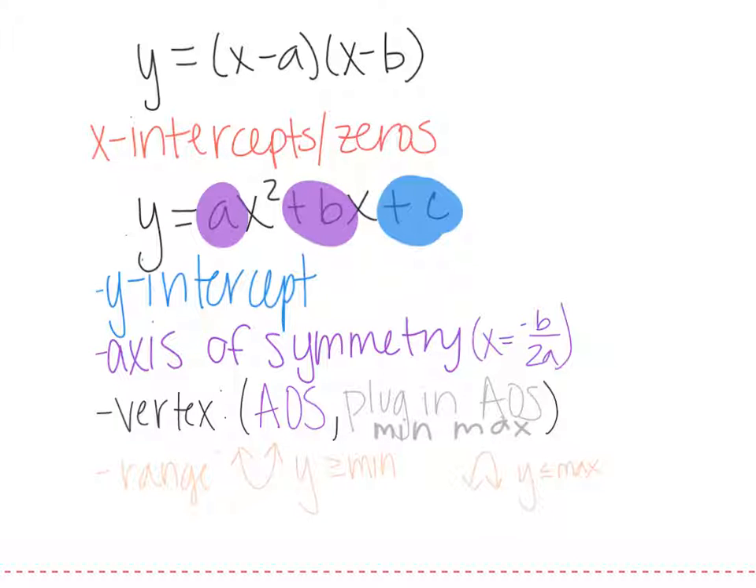If it opens up, the number here at the bottom is your minimum. And if it opens down, then the value here at the top is going to be your maximum. If that's your maximum, then your range is y's that are less than or equal to it. If it's a minimum, your range is y's that are greater than or equal to that value.